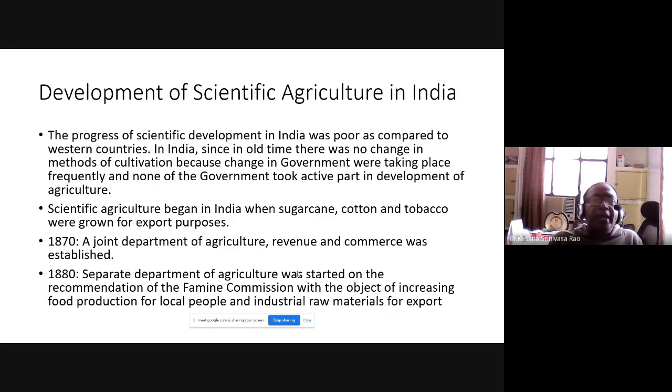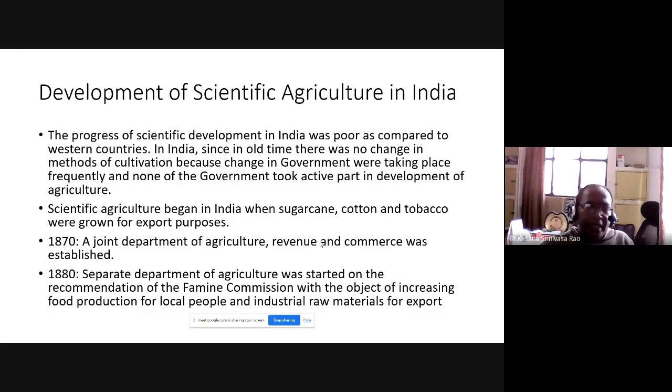In India, since old times there was no change in methods of cultivation, because changes in government were taking place frequently, and none of the governments took an active part in the development of agriculture. Scientific agriculture began in India when sugarcane, cotton, and tobacco were grown for export purposes. This is how scientific agriculture started. From 1870, a joint department of agriculture, revenue, and commerce was established.